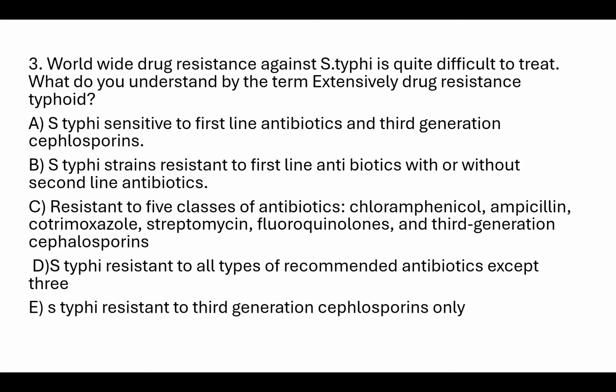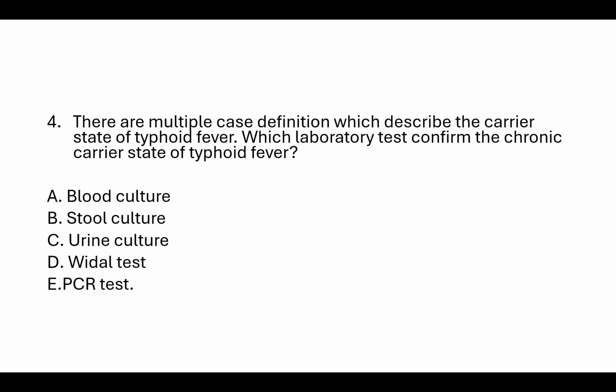What do you understand by the term extensively drug resistant typhoid? Salmonella typhi sensitive to the first line antibiotics and third generation cephalosporin, or resistant to first line antibiotics with or without second line antibiotic, or resistant to 5 classes of antibiotics including chloramphenicol, ampicillin, cotrimoxazole, streptomycin, fluoroquinolones, and third generation cephalosporin, or Salmonella typhi resistant to all types of recommended antibiotics except 3, or Salmonella typhi resistant to third generation cephalosporin only. D. Yes, Salmonella typhi resistant to all types of recommended antibiotics except 3.